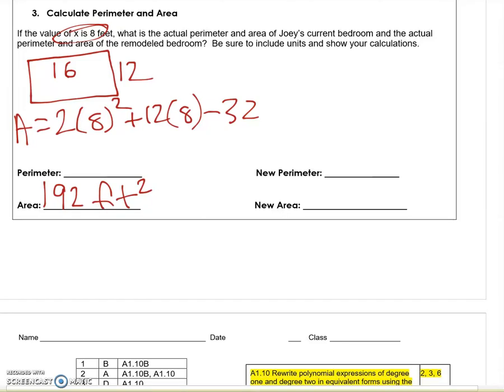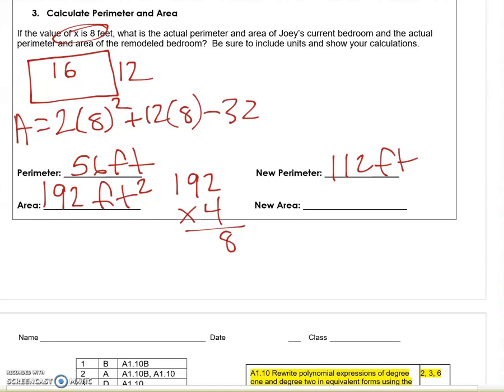All right, for the new perimeter, we would be able to do it both ways. But again, we can say that for sure it's going to double the perimeter. The new perimeter is going to be double the original perimeter, and so that's going to give me a new perimeter of 112 feet. It's going to quadruple the original area. So that's going to be 192 times 4, which is going to be 768 feet squared or square feet. So that gives me that area.